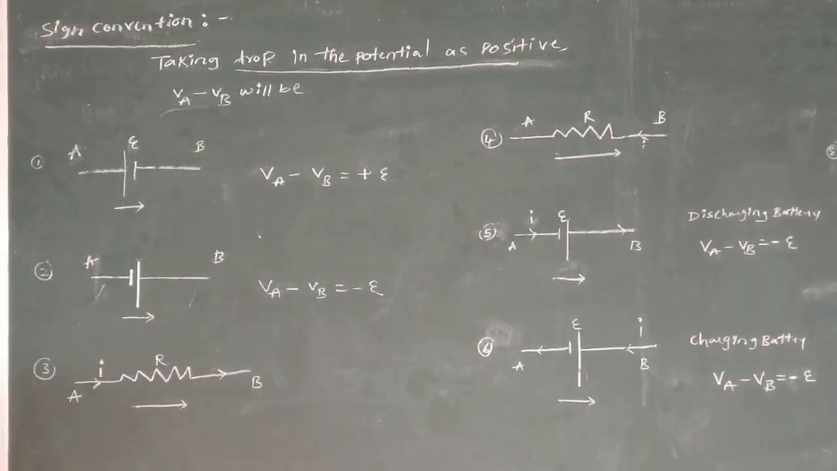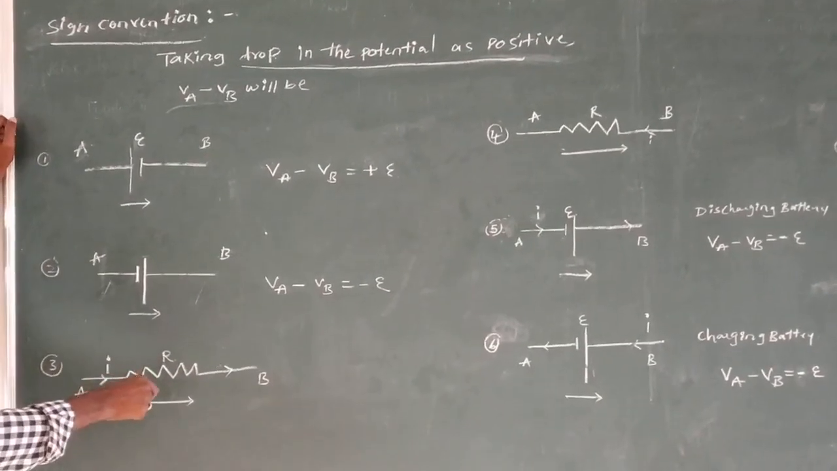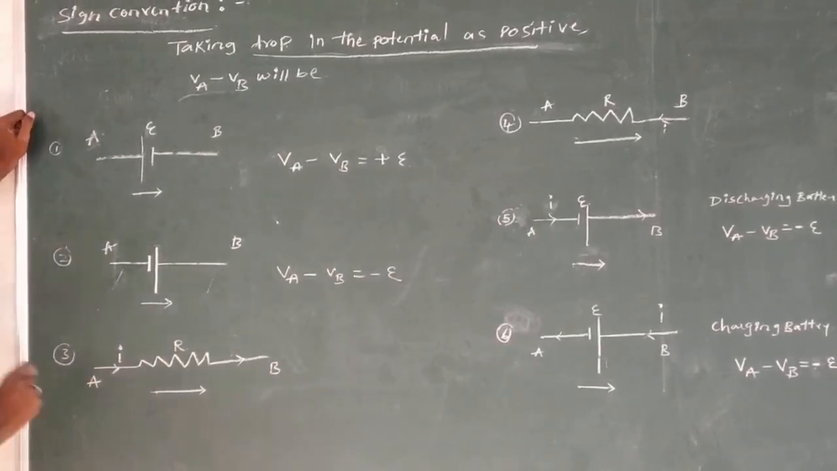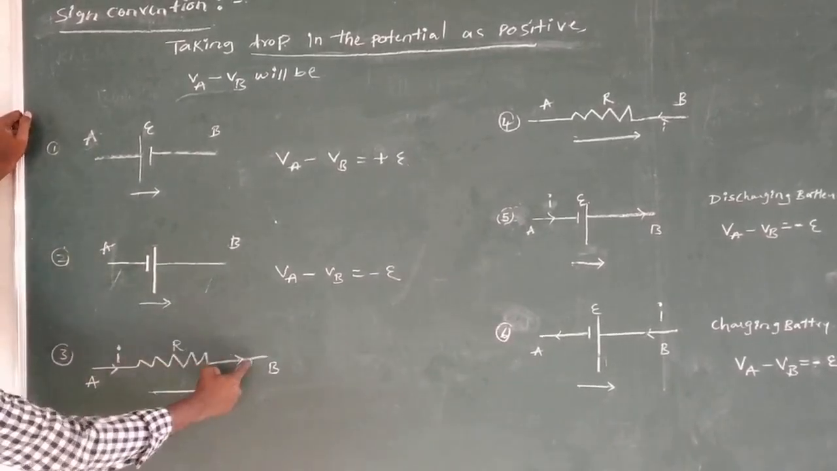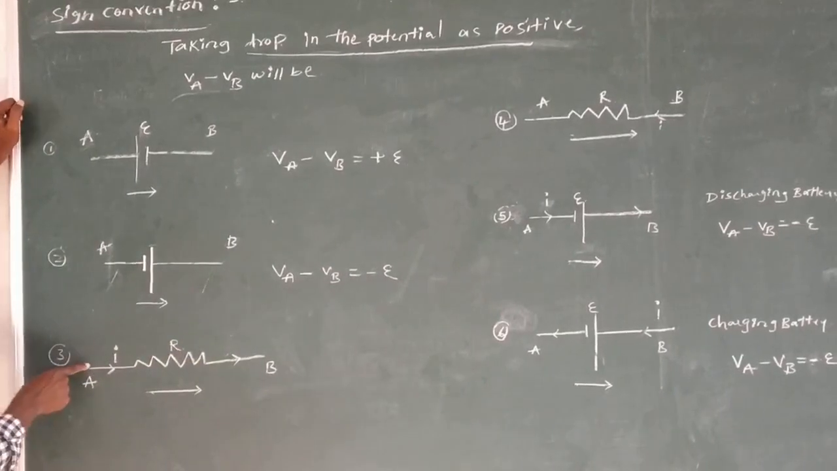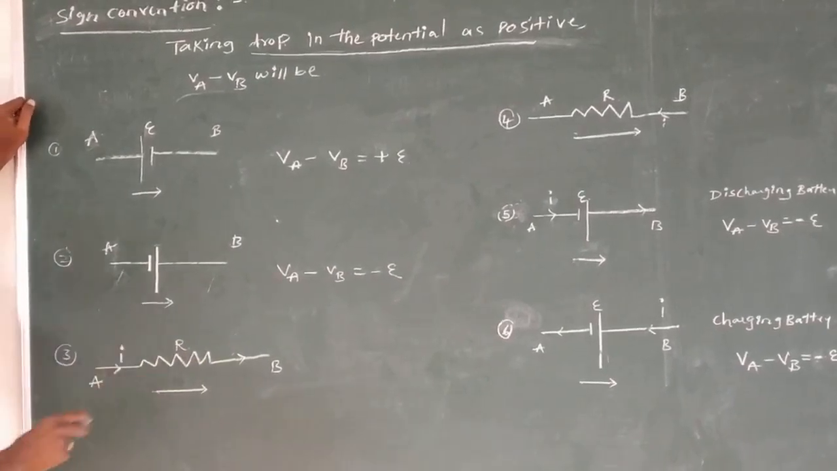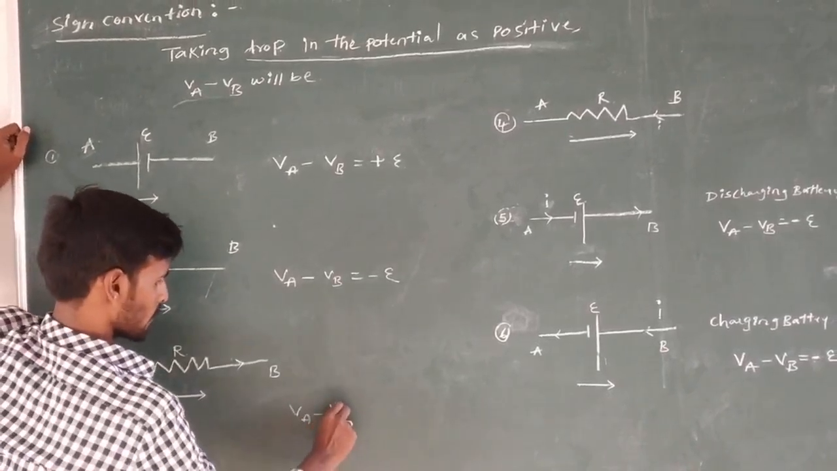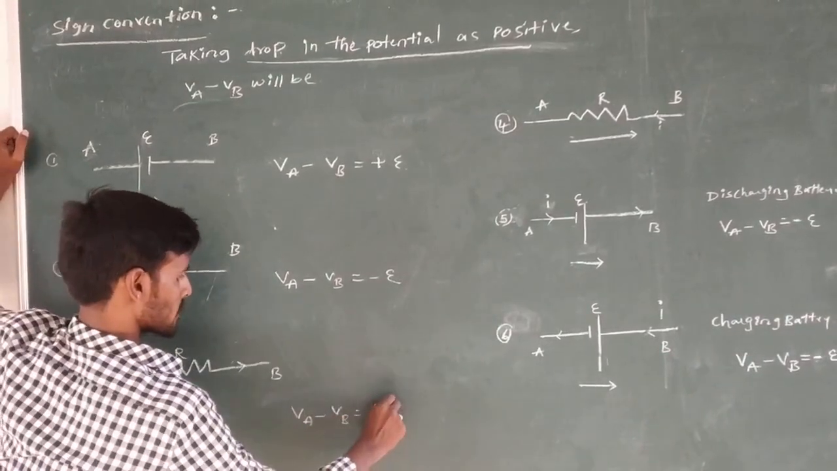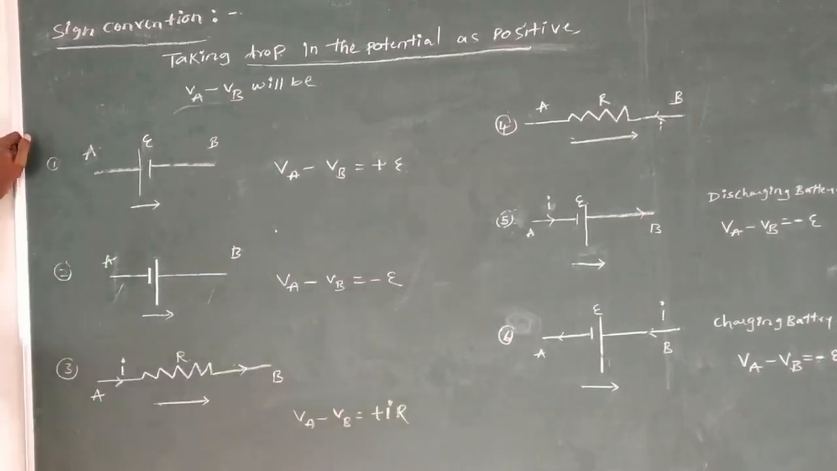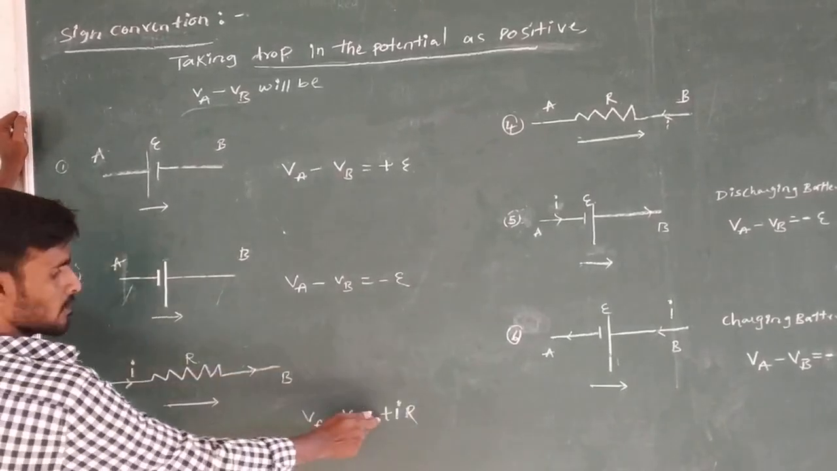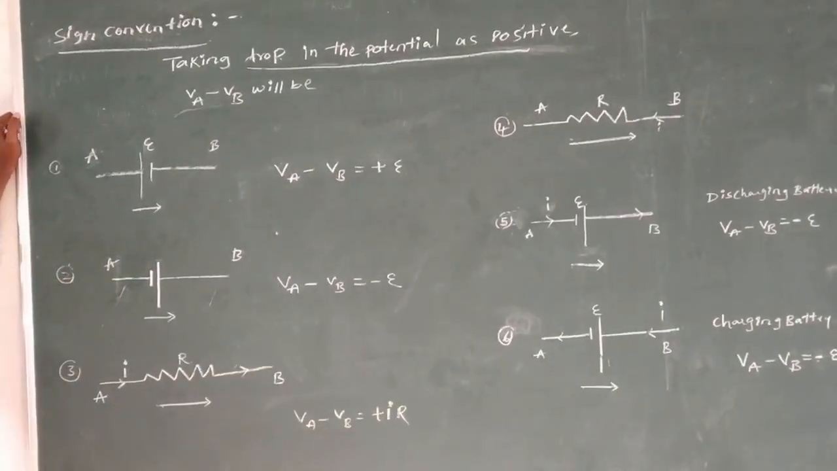In the next diagram, a capital R resistor is connected in a circuit. Current I is flowing from higher potential to lower potential. Current and direction both are in the same direction. VA minus VB will be plus IR. Direction represents higher potential to lower potential. So here VA minus VB is equal to plus IR.